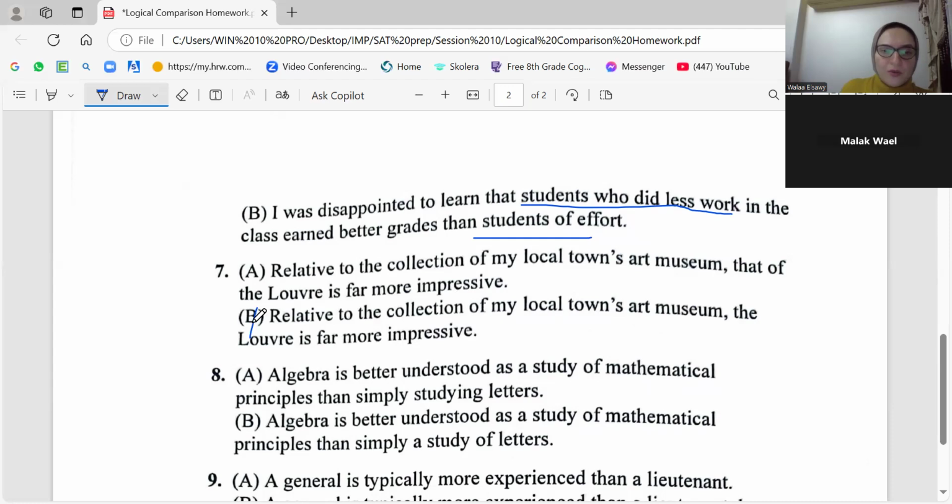So here it's wrong, because here you're comparing the collection of the local town's art museum to the Louvre itself. But here I'm supposed to compare a collection to another collection. So that's why it's A. Okay, yes, which is relative to the collection of my local town. That of, and that of here is used as the pronoun that can refer to that singular noun. So instead of repeating the word collection, in this case you have that of. As for the plural, it would be something else. I think we're going to have an example.